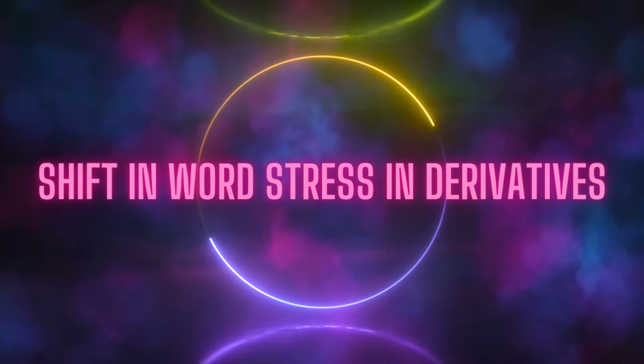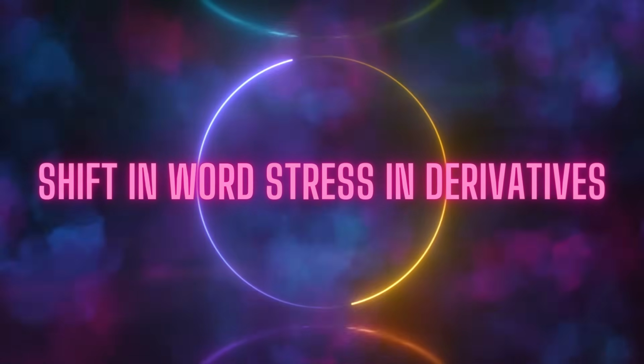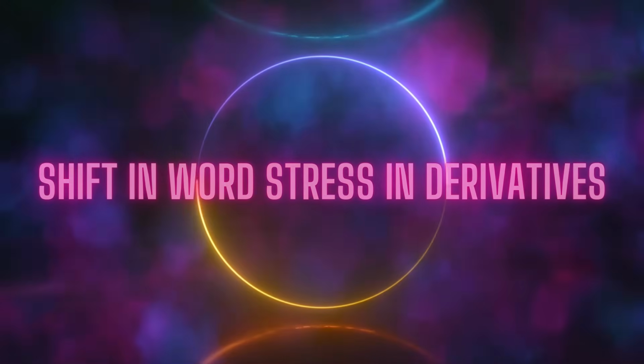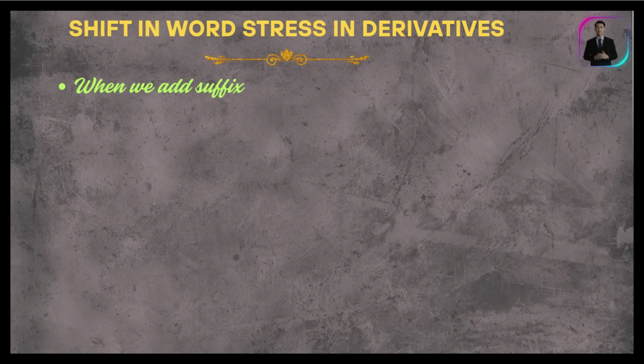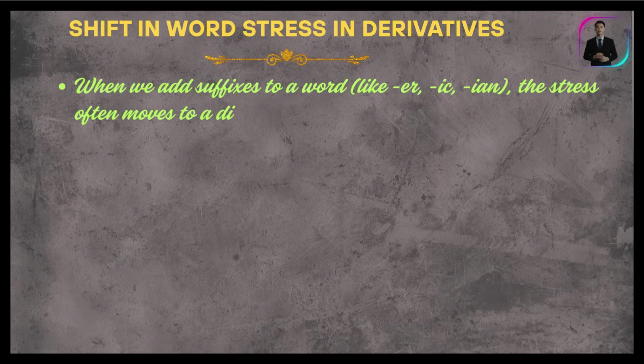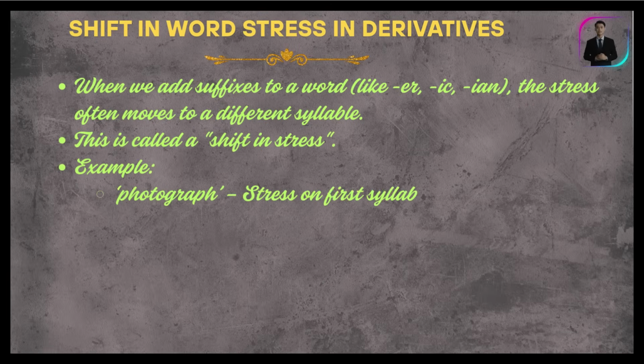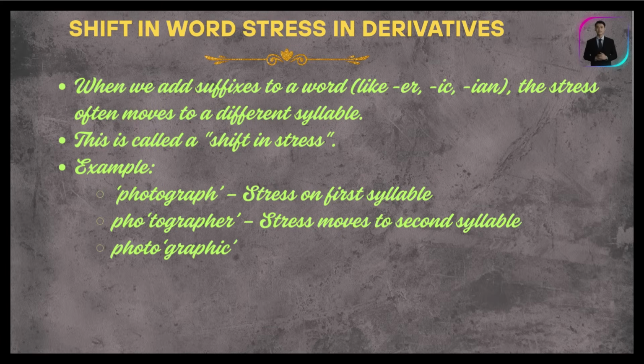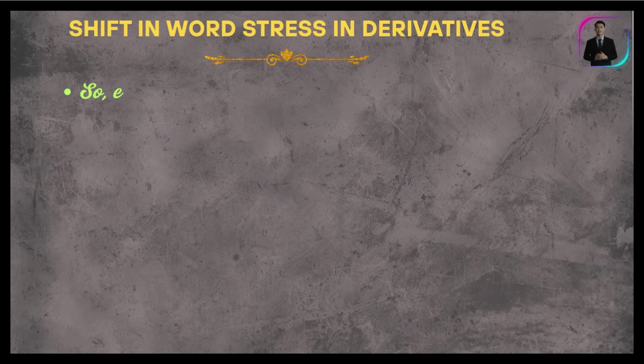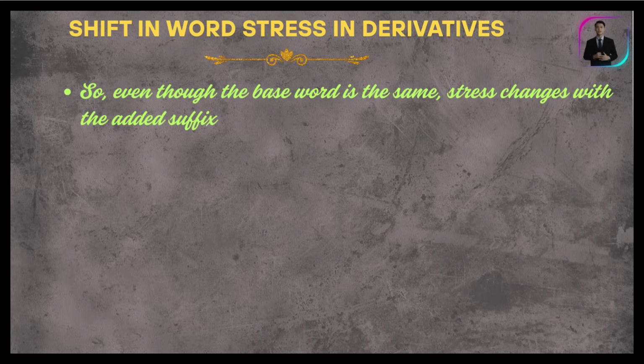Shift in word stress in derivatives. Learn how word stress changes when suffixes are added. When we add suffixes to a word, like -ic, -ion, the stress often moves to a different syllable. This is called a shift in stress. Example, photograph, stress on first syllable. Photographer, stress moves to second syllable. Photographic, stress shifts to third syllable. So, even though the base word is the same, stress changes with the added suffix.